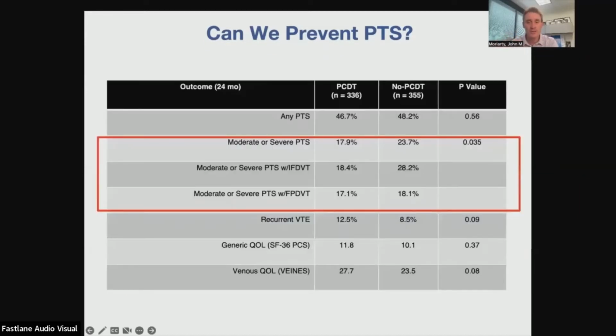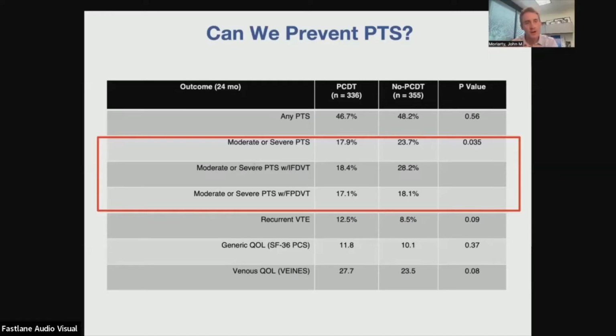And what it showed is that, I've broken this out, this group here, and this is kind of a slide that it's difficult to go through. Not every patient should get this, but this group here, moderate or severe post-thrombotic syndrome with iliofemoral DVT. Now, I'm going to spend a moment on each of those words. Post-thrombotic syndrome, we've explained.